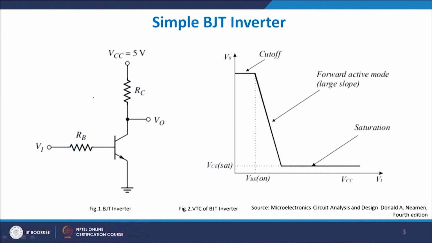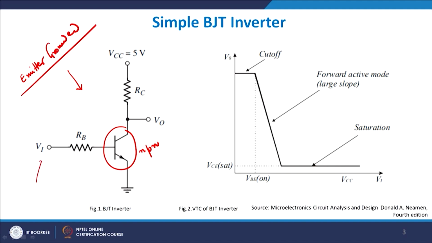With the knowledge we have gained now, let me show you a simple BJT inverter. As you can see, this is the simple BJT inverter, with an NPN transistor whose emitter is grounded. So, this is an emitter grounded inverter, and we apply a voltage input to the base through a base resistance RB, and we extract the output voltage from the collector of the BJT, and you apply a voltage VCC which is equal to 5 volts here. This is the basic principle we have already seen earlier.